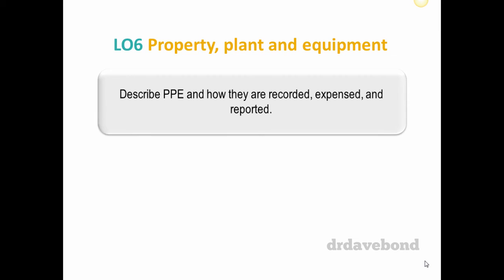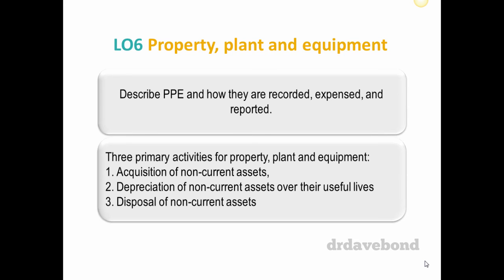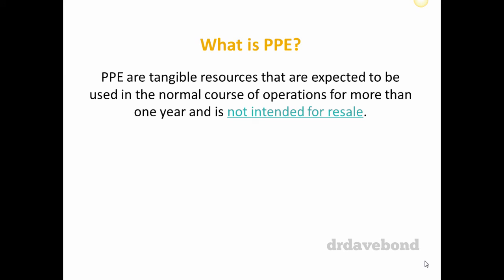All right, so the last little bit. Describe property, plant, and equipment, how they're recorded, expensed, and reported. So what is property, plant, and equipment? We're sitting in property, plant, and equipment right at this moment. You're sitting at property, plant, and equipment. We're looking at property, plant, and equipment.